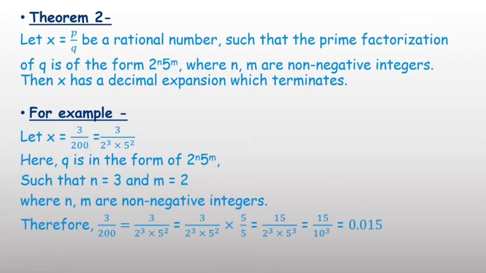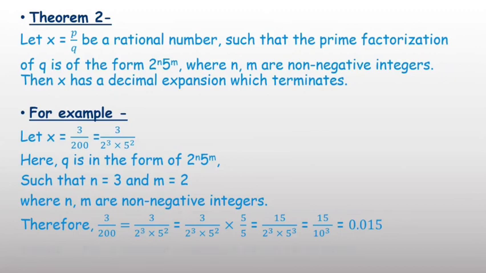If you simplify it, 3 upon 200 we can write as 3 upon 2 power 3 into 5 power 2. For making equal powers in the denominator, multiply by 5 in the numerator and denominator, you will get 15 upon 2 power 3 into 5 power 3, or 15 upon 10 power 3. In the denominator, if you are getting 10 power 3, it implies it will terminate after 3 places of decimal. One thing, and directly, since the power of 10 is 3, therefore we can write it as 0.015.